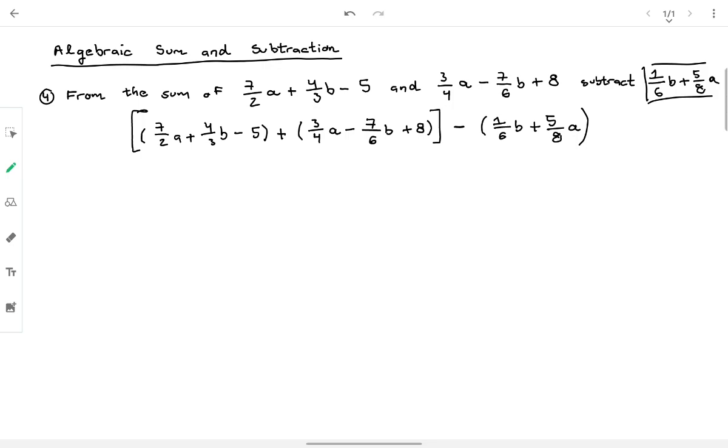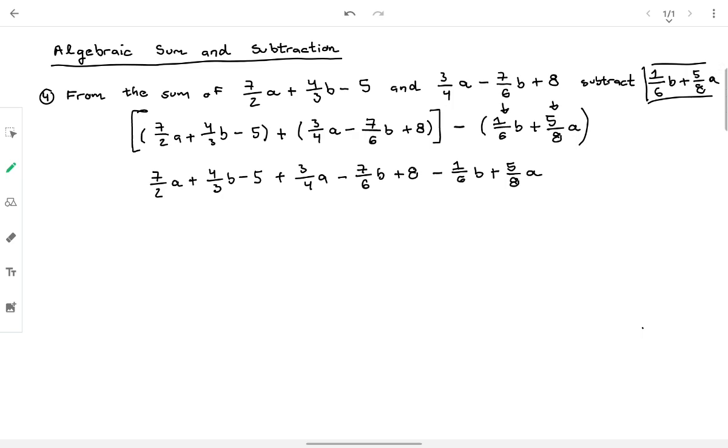In the first one, we don't need to make any change of signs because they are positive ones. So we can put it like 7/2 of a plus 4/3 of b minus 5 plus 3/4 of a minus 7/6 of b plus 8. The other one is the one that is going to change signs, so it will be the change of signs of the two terms. So it will be minus 1/6 of b plus 5/8 of a.